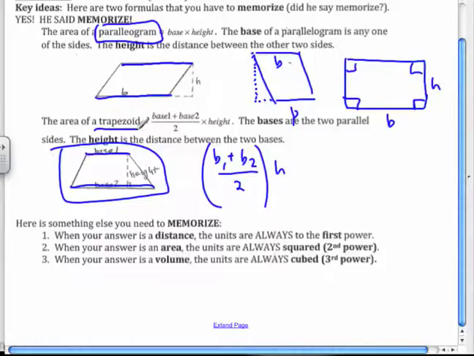Now something that you guys have got to get down. You need to get it down now. Don't get it down as freshmen in high school. Don't get it down as sophomores in high school or whatever. You've got to get it down now. And that is, if we're talking about a distance, it's always to the first power. Like the distance from that wall to that wall.